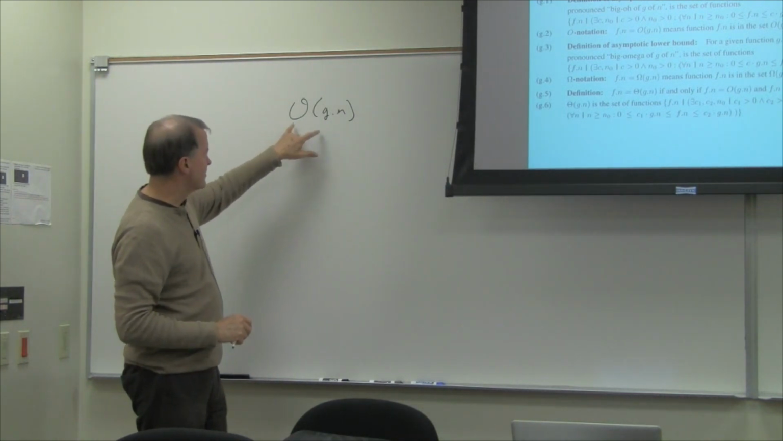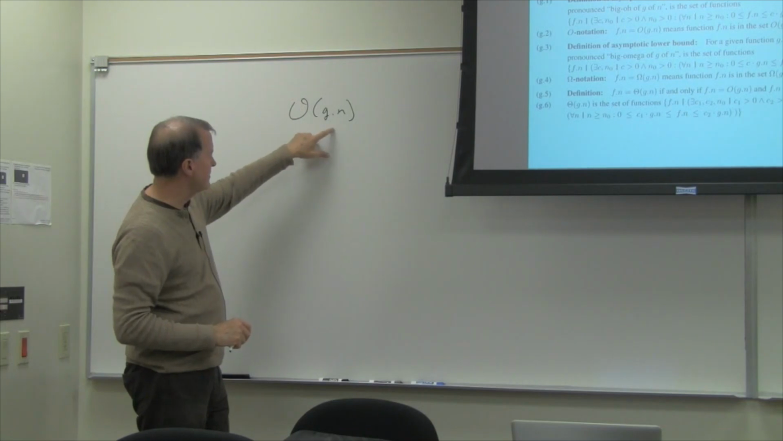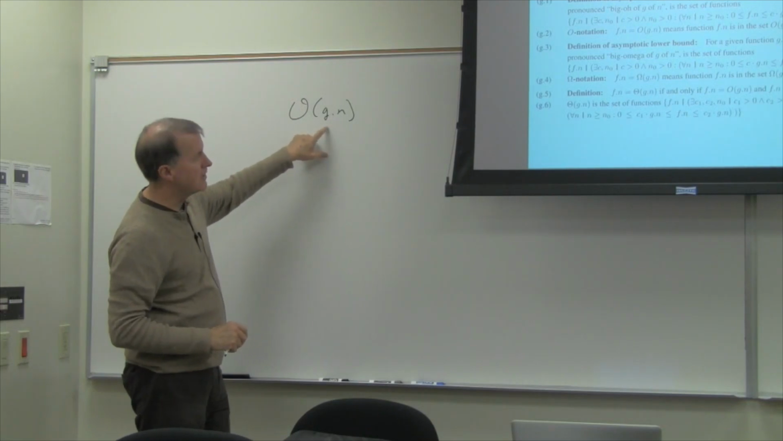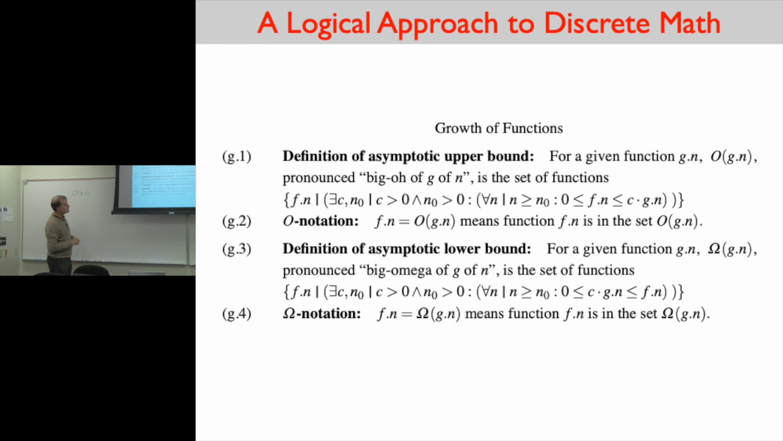So big O, and it's a function, big O of g of n. For a given function g of n, big O of g of n, pronounced big O of g of n, is the set of functions. Now this is a little tricky. This represents a set. Notice that by the definition we have the curly brace. And furthermore, it's a set of what? It's a set of functions. Can you imagine that?